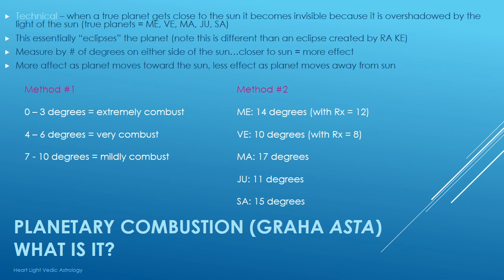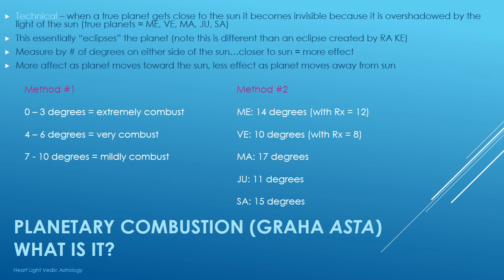Method 2 is a little bit more precise, and then also considers retrogression for a couple of planets. With Mercury, in the second method, we're looking at 14 degrees on either side of the sun. If Mercury is in retrogression at the time, then you would only consider 12 degrees on either side of the sun. So basically you lose 2 degrees there. And Venus is sort of similar. Venus, again, you're looking at 10 degrees on either side of the sun, so that's pretty close to method 1. But when Venus is in retrogression, it tightens up a bit and you lose 2 degrees. So if Venus is in retrogression, you're looking at 8 degrees on either side of the sun.